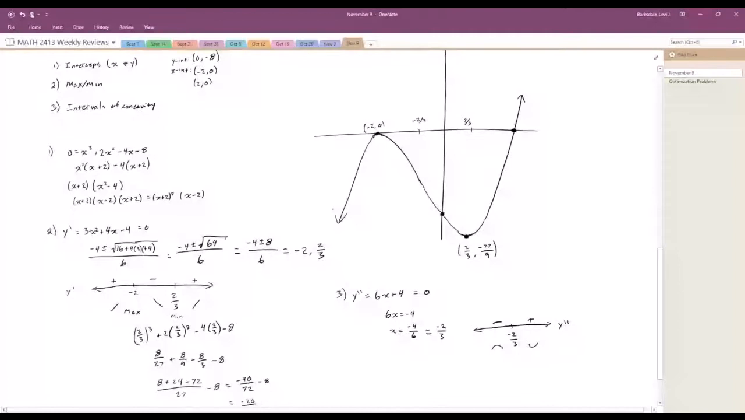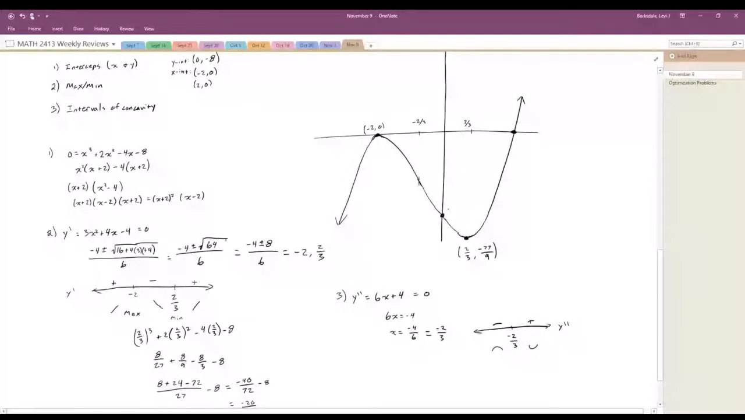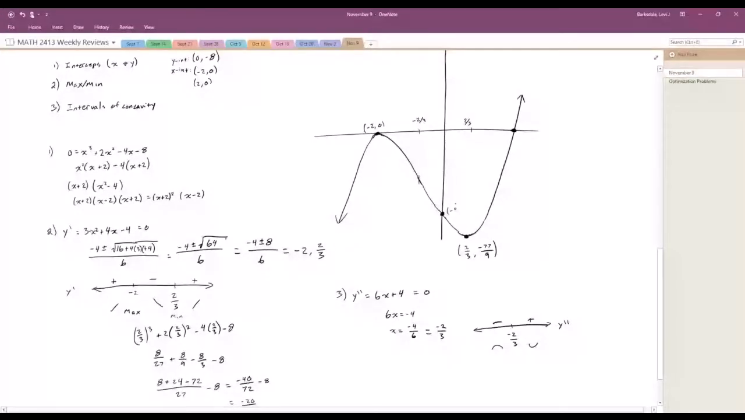So that is a more detailed sketch of my graph. There's my inflection point. Here is my y-intercept at 0, negative 8, and my x-intercept at 2, 0 as well. Any questions?